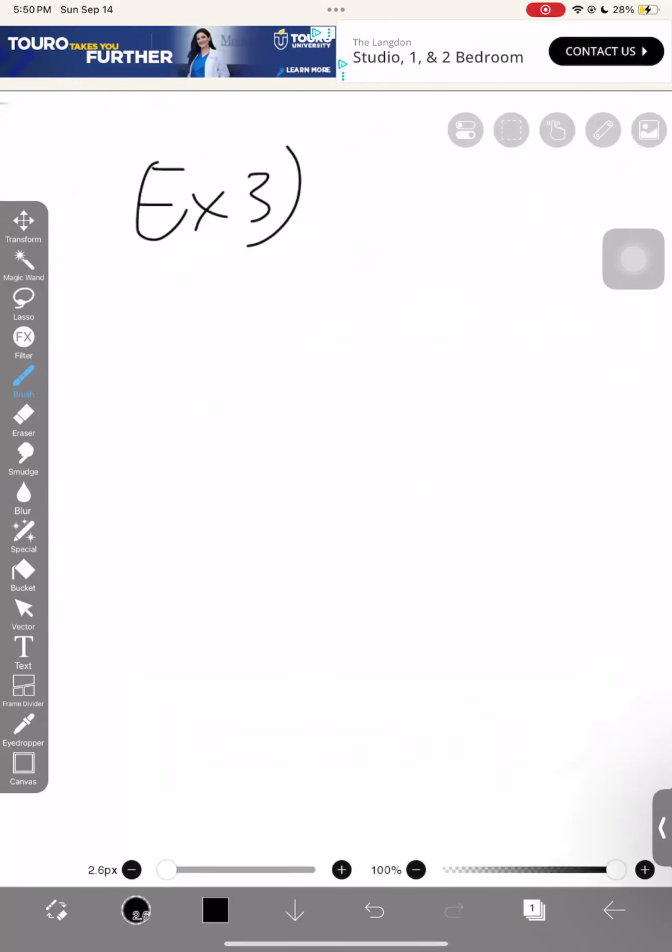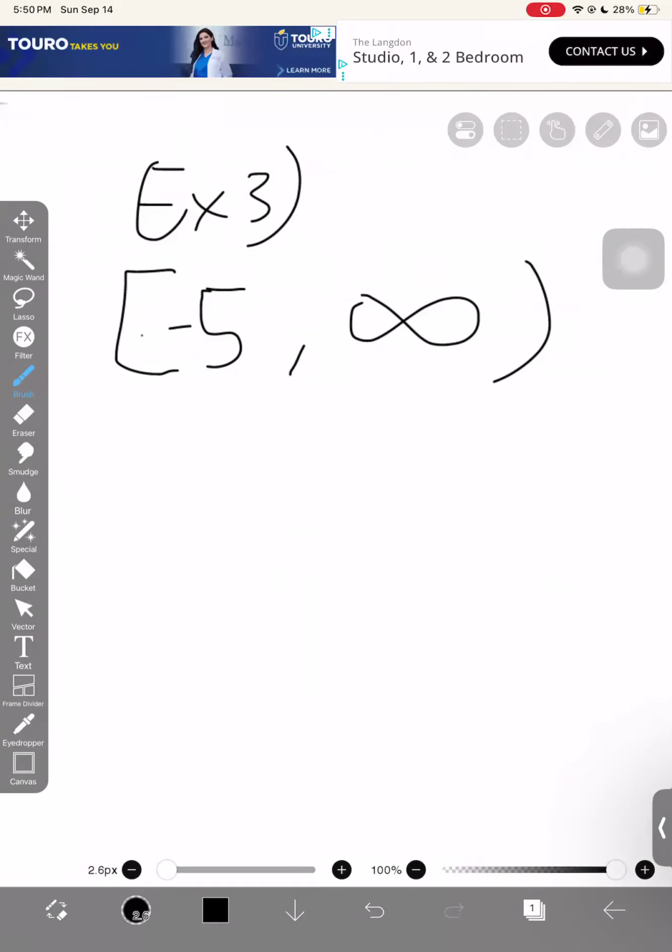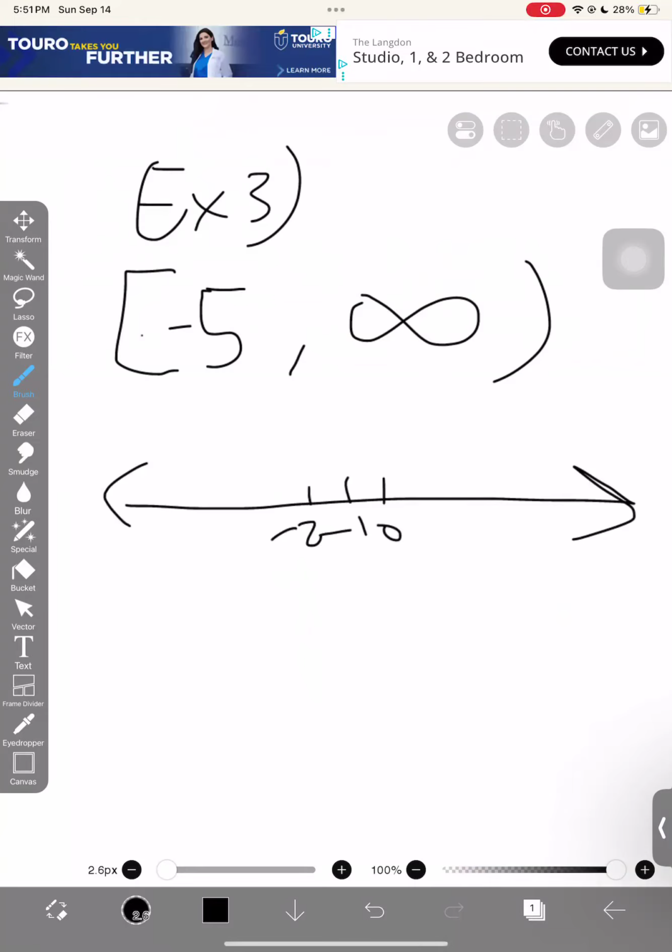Example 3. All right, example 3 is kind of like this, -5, comma, infinity. Remember that positive or negative infinity is always going to have a parenthesis because they're not included. You can't capture infinity. There's no way you could say, hey, this is infinity, and that's a specific number, because infinity keeps growing and growing and growing. So we draw our number line again, right? This is my 0, -1, -2, -3, -4, -5, -6, 1, 2, 3, 4, 5.